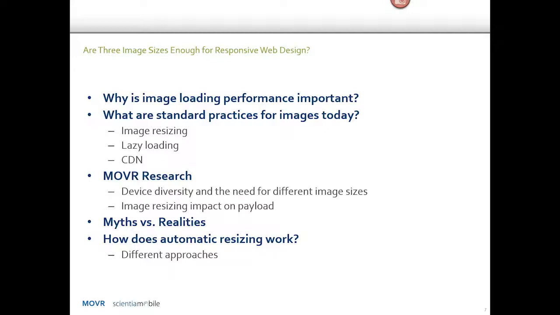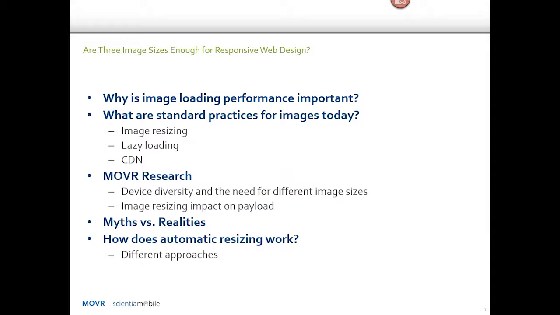Let's get into the image sizing issue. So what we wanted to do is address the question, are three image sizes enough for responsive web design? This is typically one of the questions that we get when we talk to people who have responsive web design sites. They think that they're doing a great job by just doing these three resizings for every image on their site, and the performance is improved.